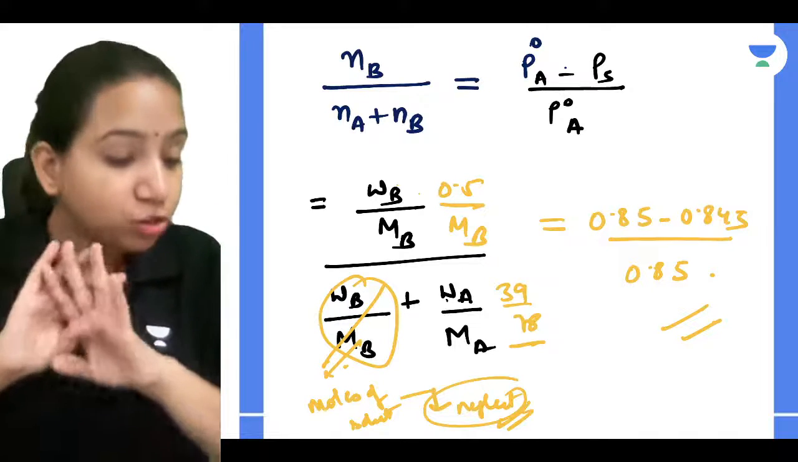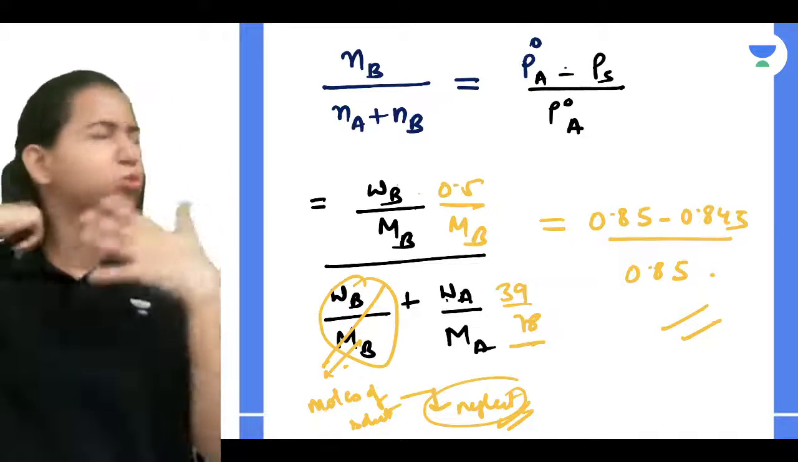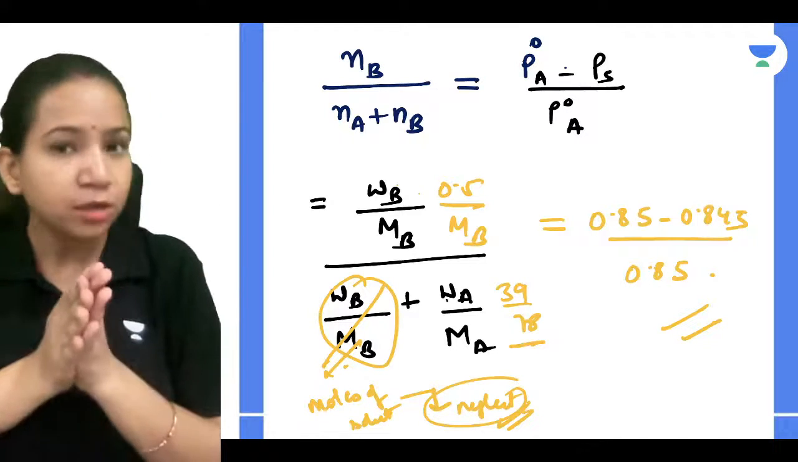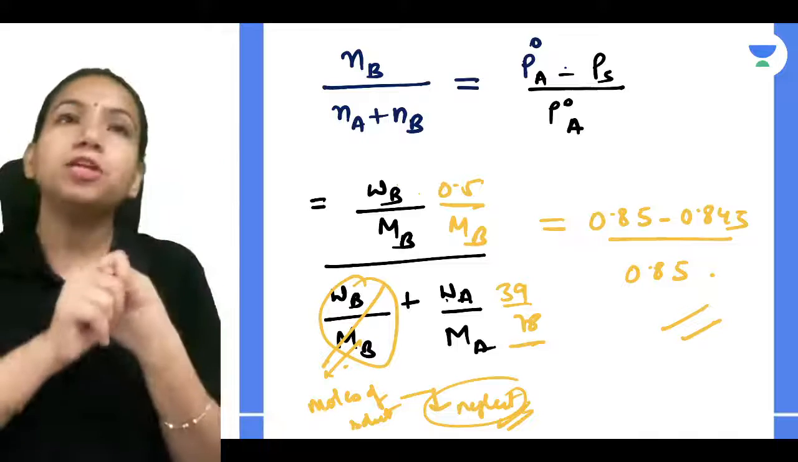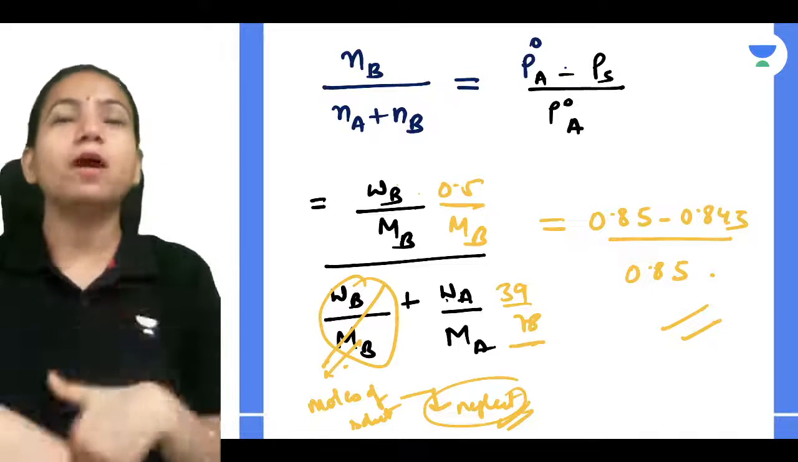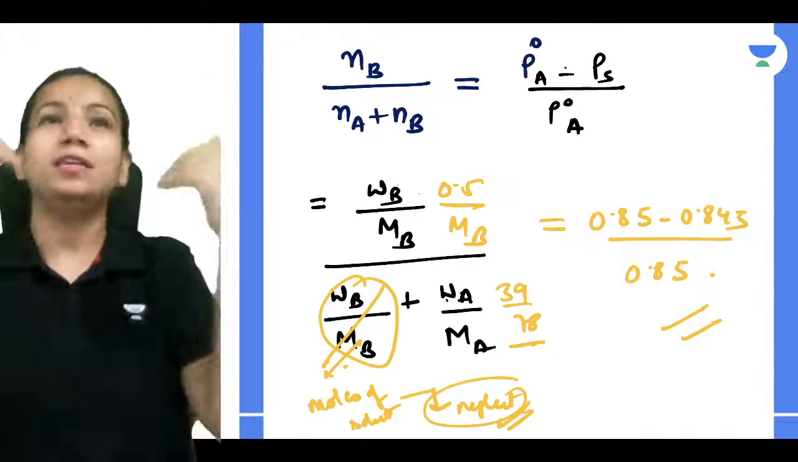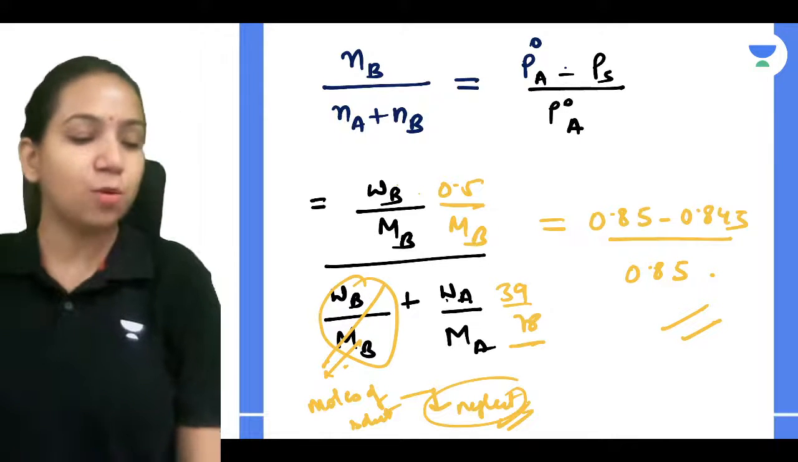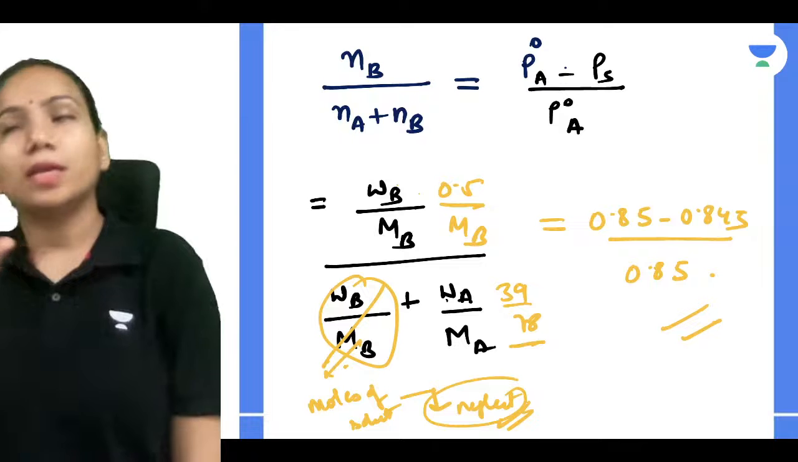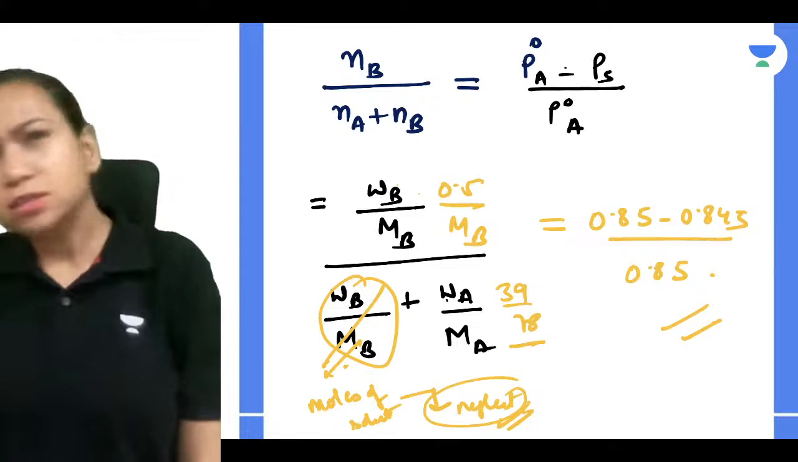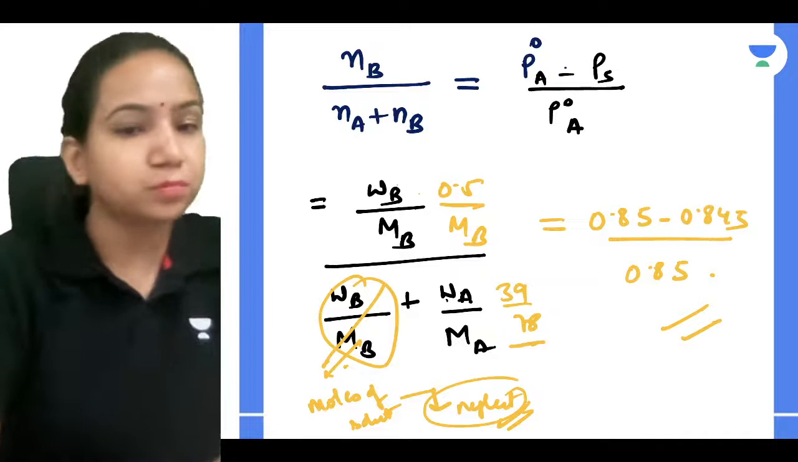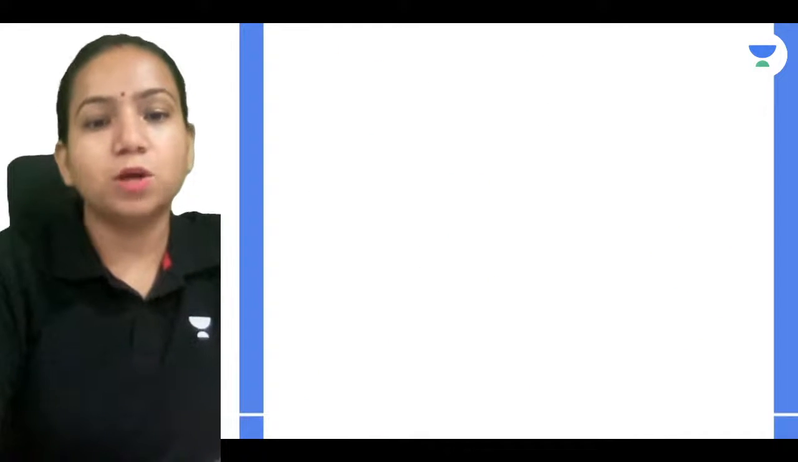Now for the first 3 we have discussed that we are going to use the same statement: when a non-volatile solute is added to a volatile solvent, what happens? The vapor pressure decreases, boiling point increases, freezing point decreases. So one by one we'll be learning that. We learned about relative lowering of vapor pressure, how it decreases, what expression we can use, and so on. And same for the elevation in boiling point also we understood. Okay, very good. So this is what we have done.